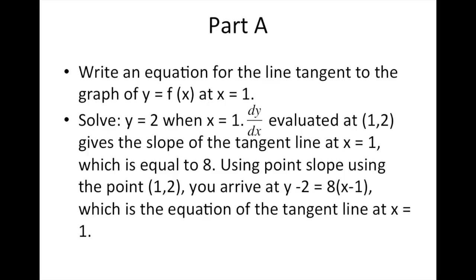Part A states, write an equation for the line tangent to the graph of y = f(x) at x = 1. So from the original question, we know that f(1) = 2, so y = 2 and x = 1. Now if we evaluate dy/dx at (1, 2), it gives us the slope of the tangent line at x = 1, which is equal to 8. So using point-slope formula, using the point (1, 2), we arrive at y - 2 = 8(x - 1), which is the equation of the tangent line at x = 1.